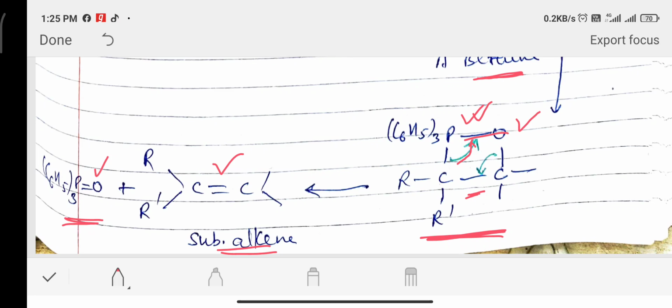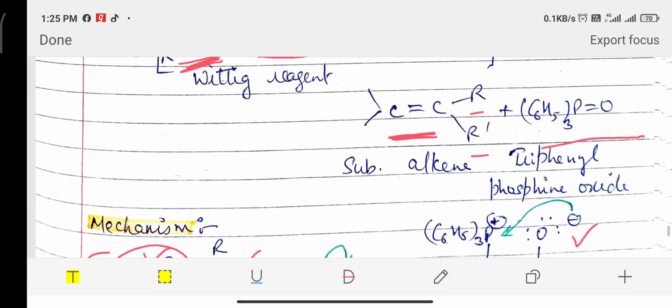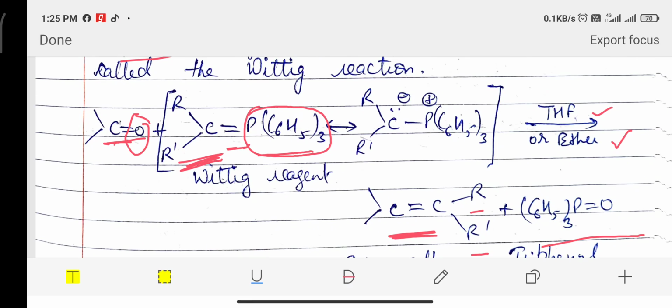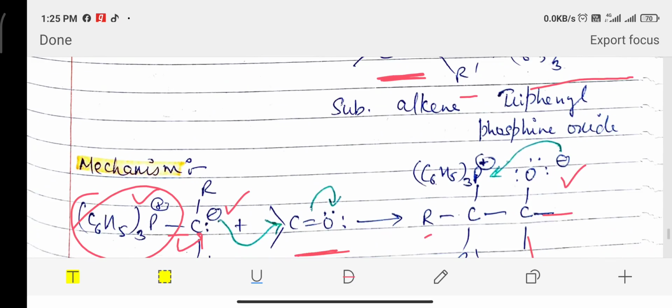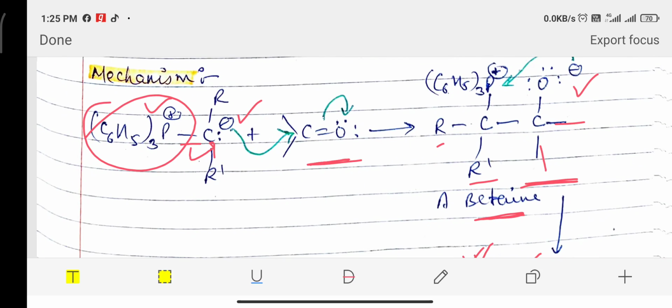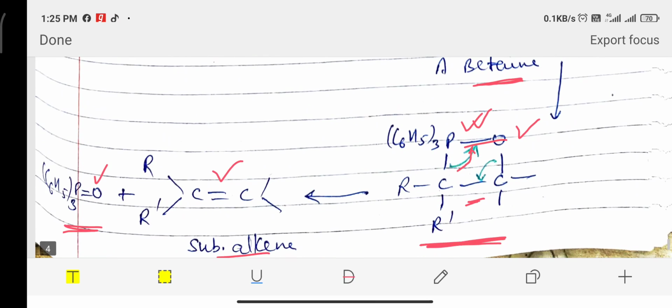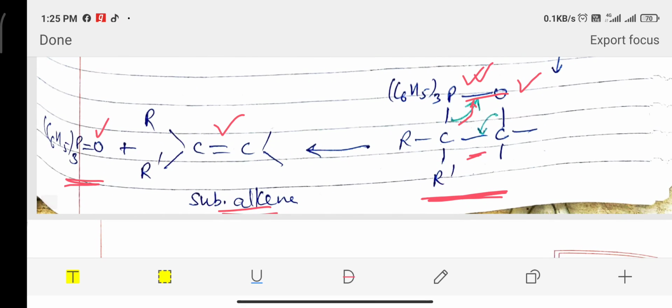So this is the Wittig reaction in which an aldehyde or ketone reacts with the phosphorus ylide, that is the Wittig reagent, in the presence of tetrahydrofuran or ether to give a substituted alkene. And the mechanism is that the aldehyde or ketone reacts with the phosphorus ylide to give this betaine, and then it gives this cyclic intermediate and then the final substituted alkene.